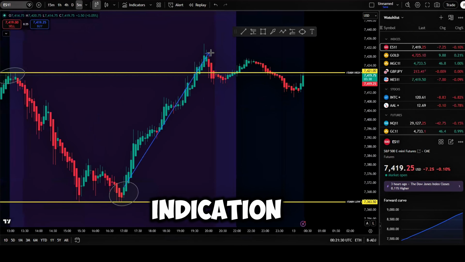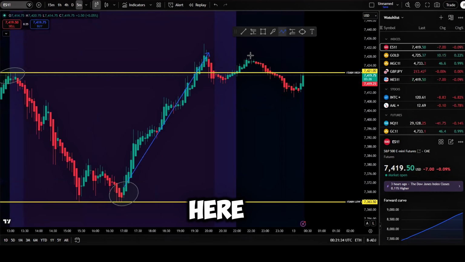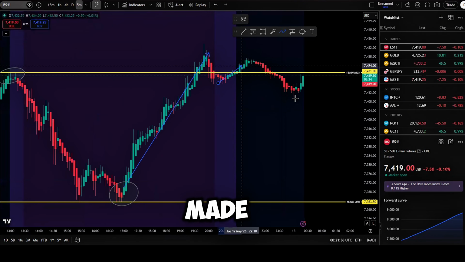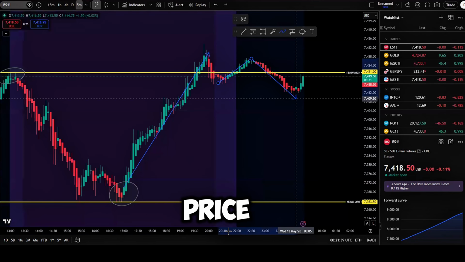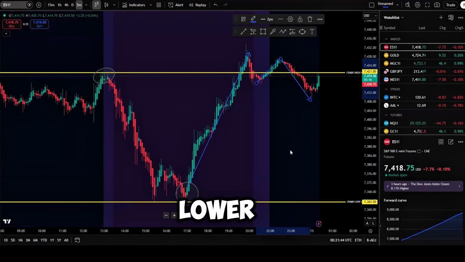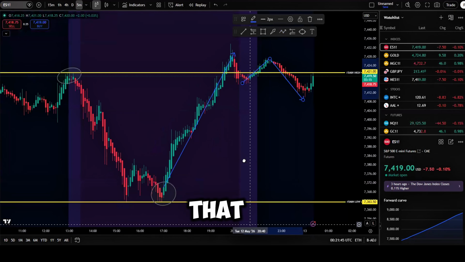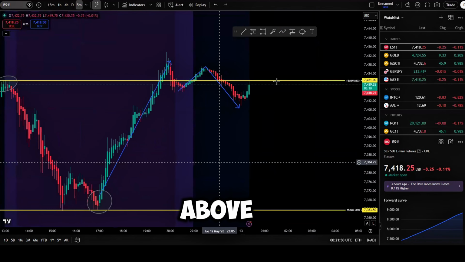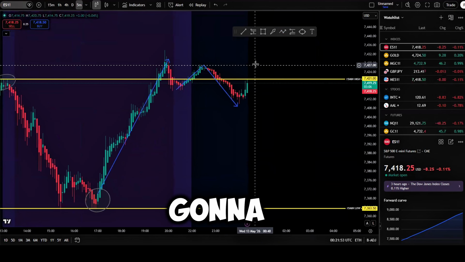All right, so this was my indication. Price made a higher low here. We made a lower high, and then we've made a lower low. So at the moment, price is still making that 15-minute correction, making lower lows and lower highs. And the moment that price starts making higher highs and higher lows, and we're back above where the 15-minute high was broken, that's where I'm going to look for entry.